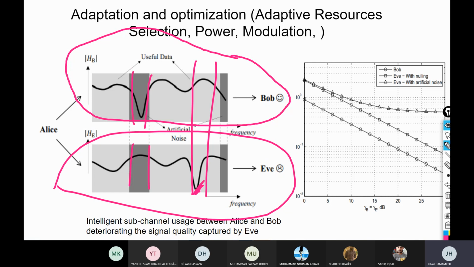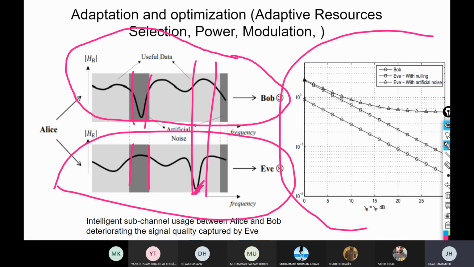So on average, if you keep using this for a period of time or over a large bandwidth, like 20 megahertz, you will end up causing a really significant difference between Bob's performance and Eve's performance. To check this performance, you can look at this figure that shows the bit error rate or error vector magnitude versus the signal to noise ratio, assuming that Bob and Eve are more or less located at the same distance from the base station. They have the same signal to noise ratio, but not the same instantaneous signal to noise ratio, which is usually affected by fading.